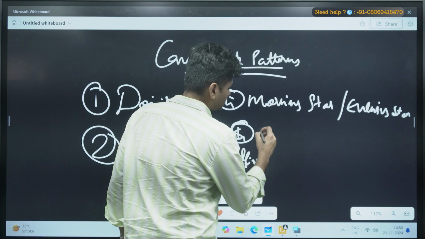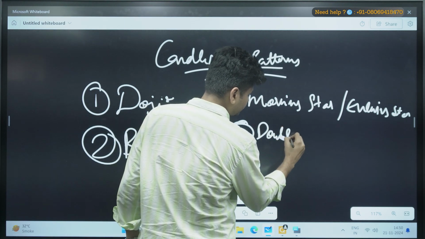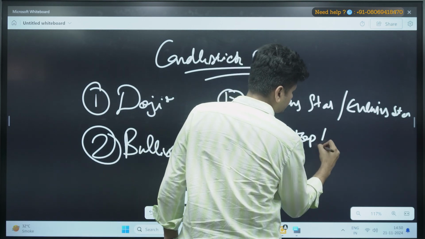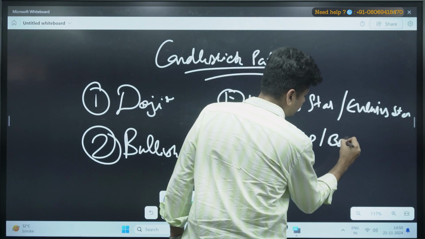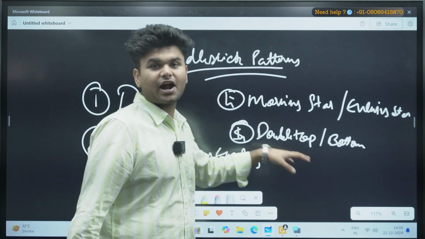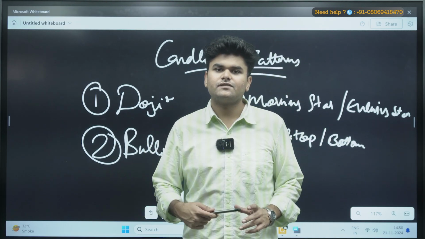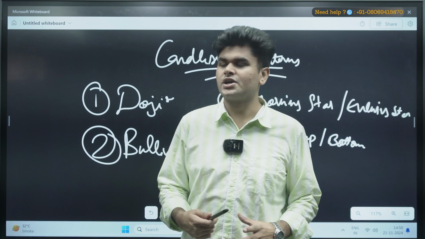Or let's just suppose, double top or double bottom, okay. So generally, these kinds of candlestick patterns, when you observe them, will help you indicate if there is a reversal pattern coming or a continuation.